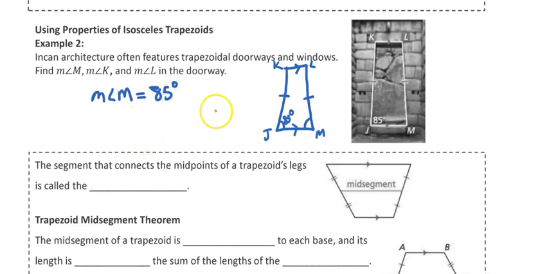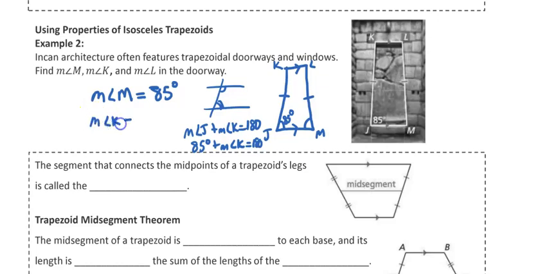Now the other thing I can do in a trapezoid, what we started off class with, is that these two angles along the leg are going to be supplementary, meaning they add up to 180. So I know that angle J plus angle K equals 180 because they are consecutive interior or same side interior angles. So 85 degrees plus angle K equals 180 degrees, and that means angle K must be 95 degrees if you subtract the 85.